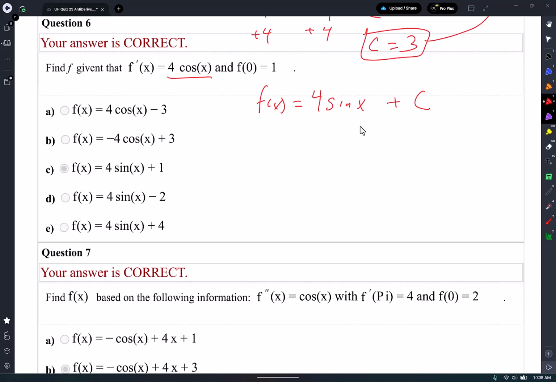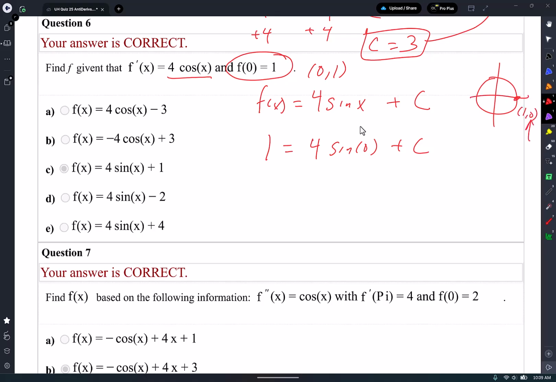All right, we use our initial condition. They're telling us when x is 0, the output is 1. So I'm going to go 1 equals 4 sine 0 plus c. A little bit of pre-cal, just baby pre-cal. Sine of 0 is 0. It's the y value when the radian is 0. So this goes away. So what's my c value? 1. That means my f of x is 4 sine x plus 1.